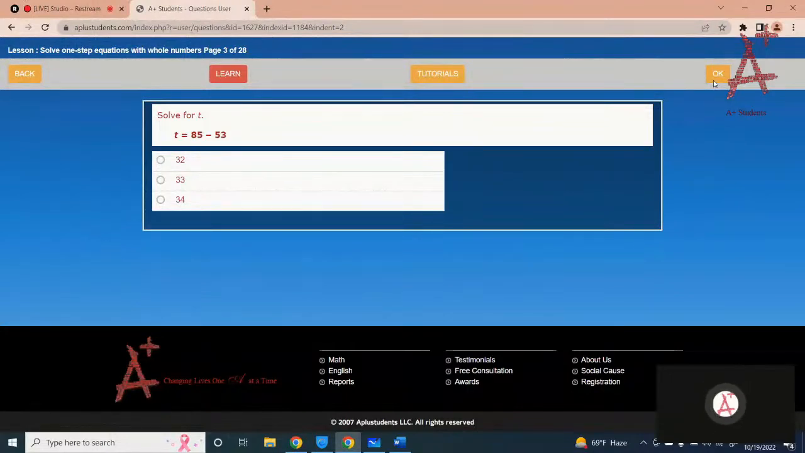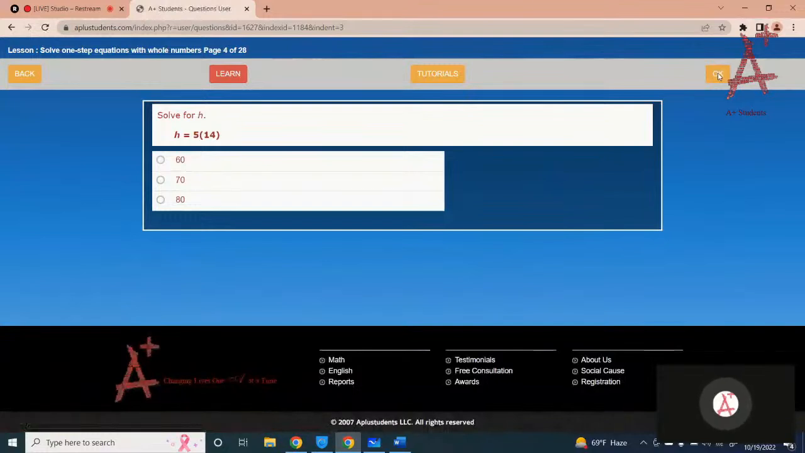Solve for t. t equals 85 minus 53. So t is already isolated. Just subtract the numbers. 5 subtract 3 is 2 and 8 subtract 5 is 3. That means it is 32. Got it? Select the correct option and click on the OK button.